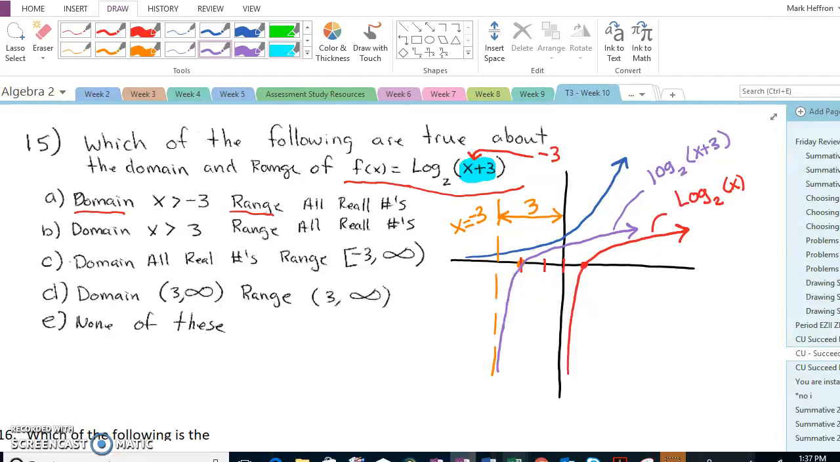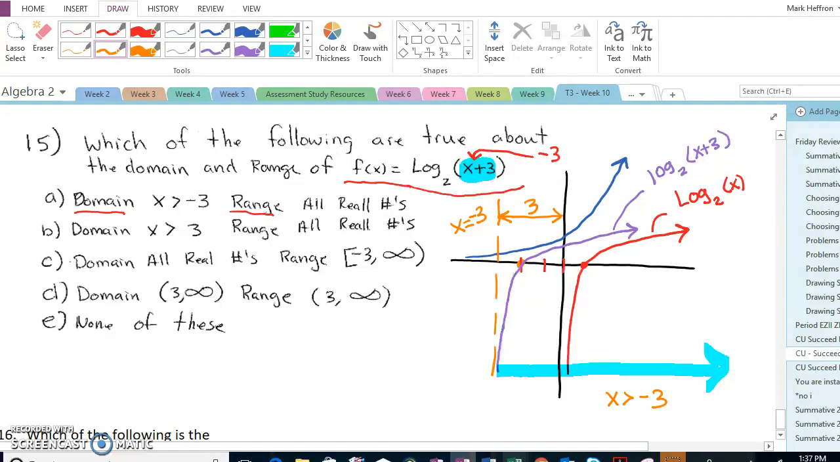And so as we think about our domain, we are only going to the right of x equals negative 3. So we would say x is greater than negative 3. And as we think about our range, well, we go up and down forever. So our range will be all real numbers.